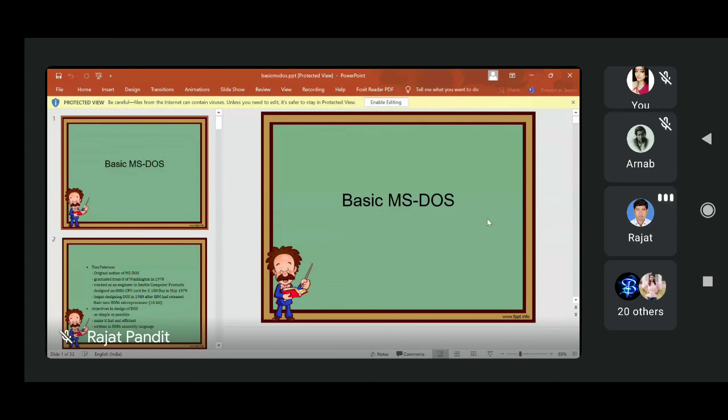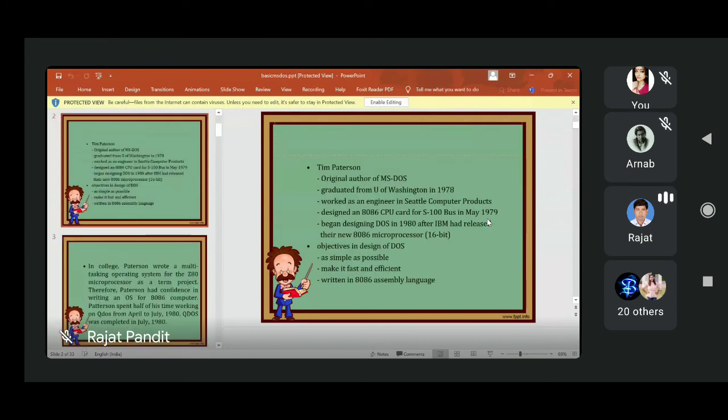Tim Paterson, you remember the name? Tim Paterson is the original author of MS DOS, and graduated from the University of Washington in 1978 and worked as an engineer at Seattle Computer Products and designed an 8086 CPU card for the S-100 bus in May 1979. You know that there are different types of CPU. 8086 is basically a microprocessor, like the 8085. So he designed the 8086 CPU card for the S-100 bus in 1979.